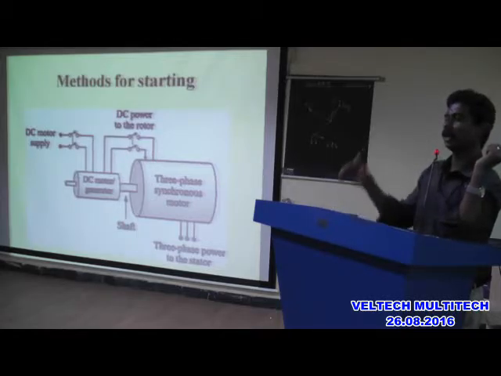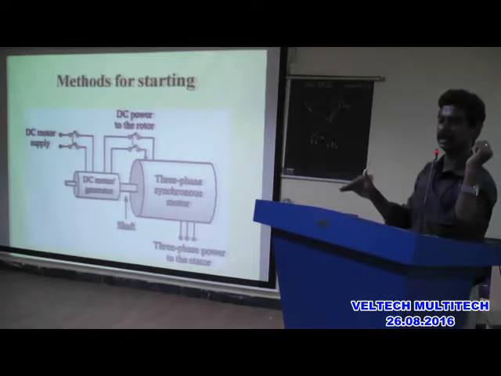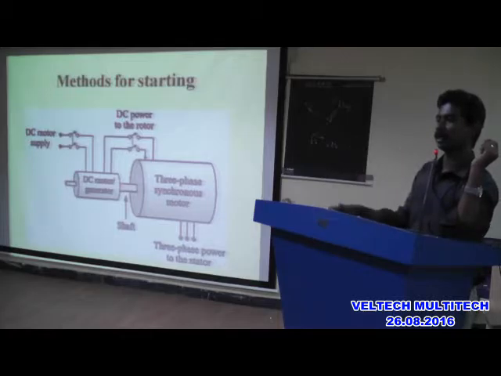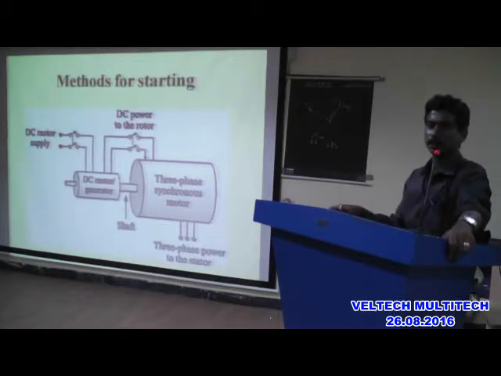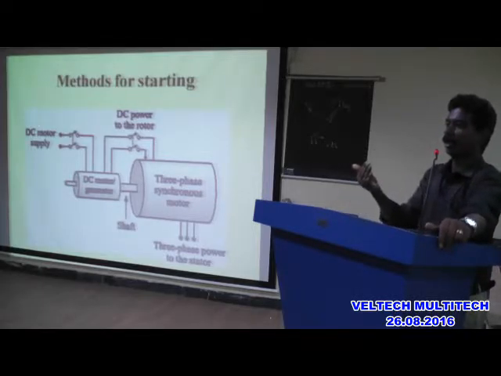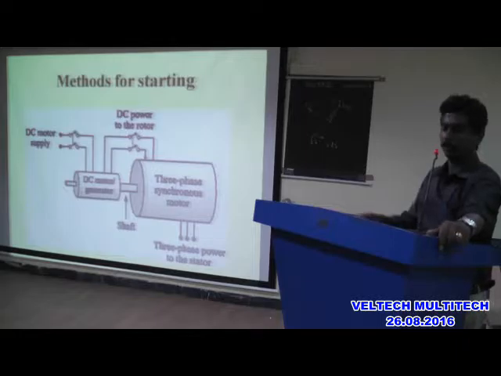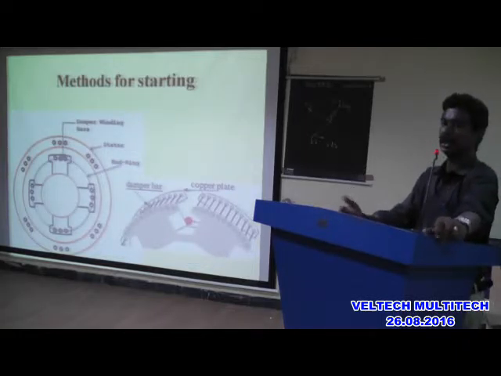In a DC motor, if you increase the load, the speed decreases. But in a synchronous motor, even if you increase the load, the speed is constant. This is why it is called a constant speed motor. It will run either at synchronous speed or at zero speed, only two states.